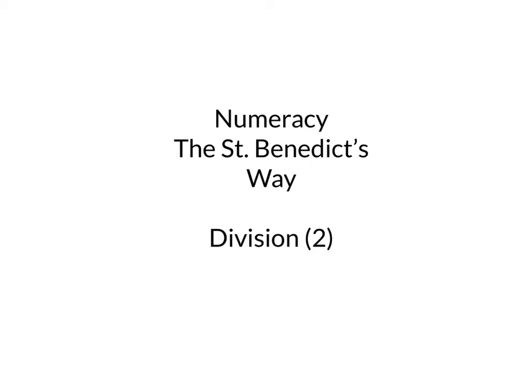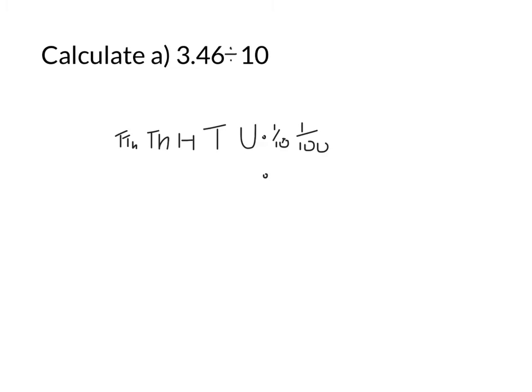Hi everyone, we're going to have our second look at division today. Okay, so here we want to calculate 3.46 divided by 10. In the past you may have tried to explain this to learners by saying we move the decimal point, but technically that isn't what happens, and when we've got numbers that don't involve a decimal point that can be a wee bit confusing. I'm going to try and show you what happens here.